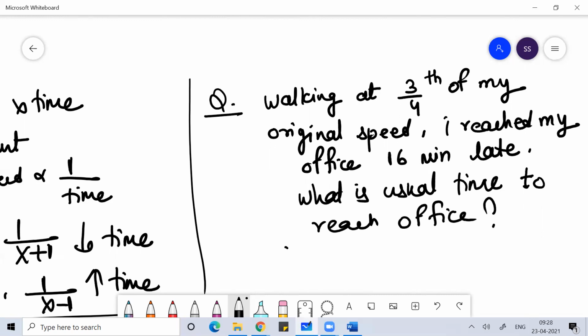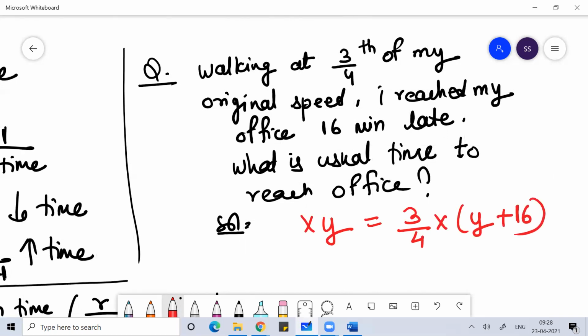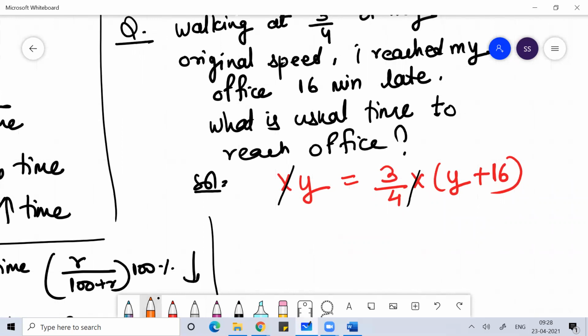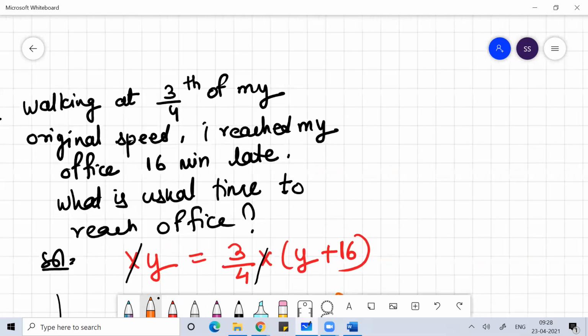To solve this question, you can solve it in many ways, for example the traditional way. Let my speed be x kilometer per minute, and my time be y minutes. If I'm walking at 3/4th of x, then I'm taking 16 minutes more. So you can simply equate the equation. x and x will get cancelled, and this becomes 4y = 3(y + 16). So 4y = 3y + 48, so y is equal to 48 minutes. That is one very simple way to get the answer.